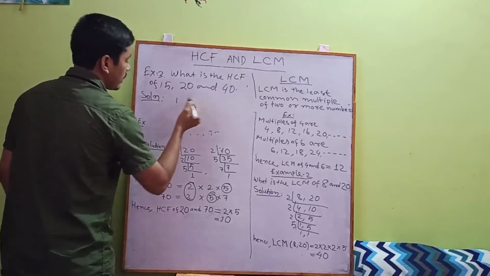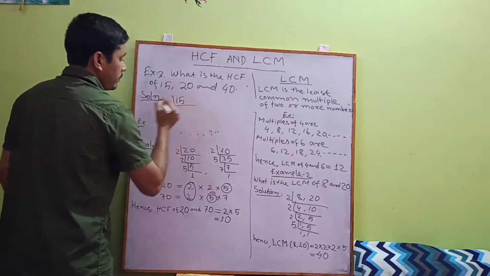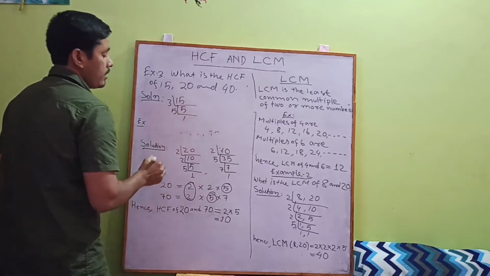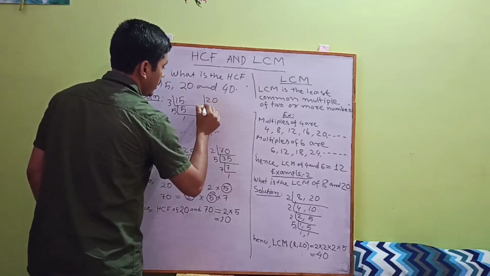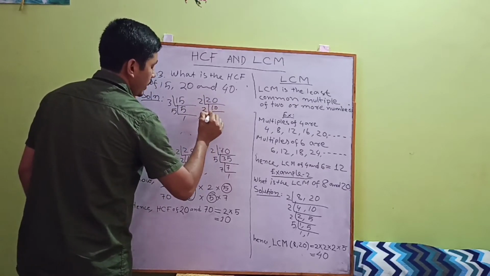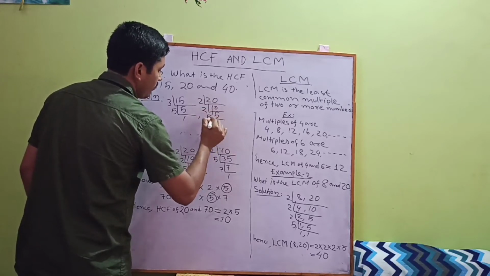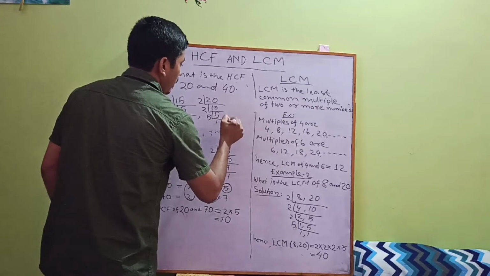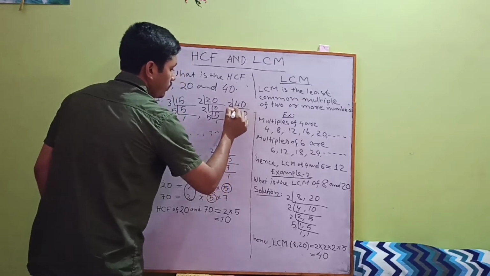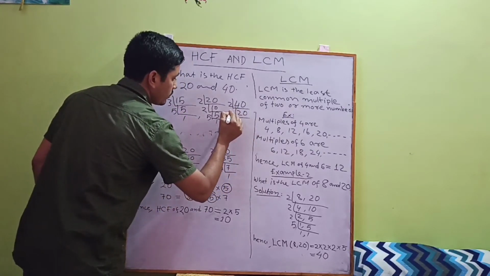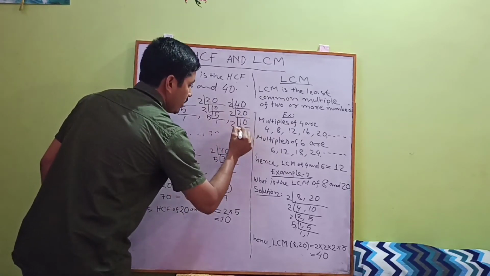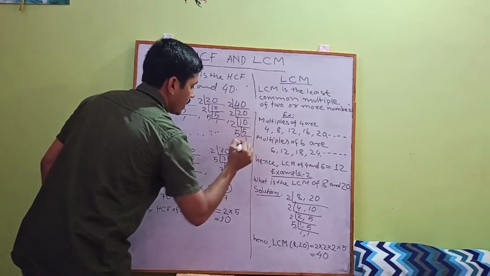First we need to find the prime factors of 15. 15 is divisible by 3, we get 5. Then 5 divided by 5 is 1. Like this, 20. 20 is divisible by 2, we get 10. 10 is divisible again by 2, we get 5. 5 is divisible by 5, we get 1. Now 40. 40 is divisible by 2, we get 20. 20 is divisible by 2, we get 10. 10 is divisible by 2, we get 5. Now 5 is divisible by 5, we get 1.